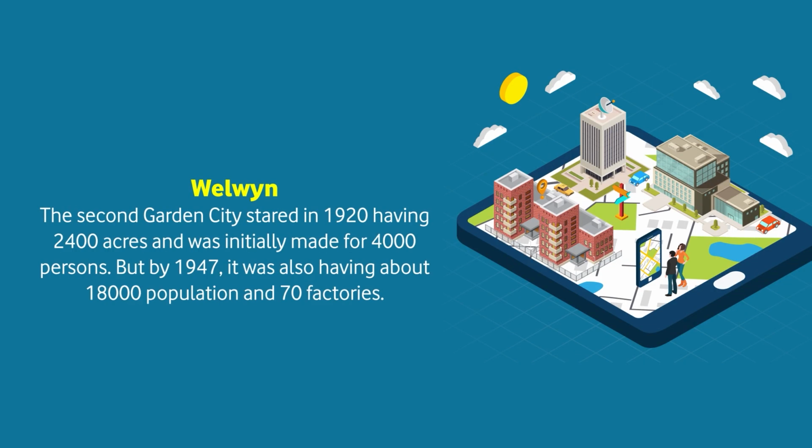The second garden city started in 1920, having 2,400 acres, which was initially made for 4,000 persons, but by 1947 it again was housing about 18,000 population and 70 factories, and again was a failure.